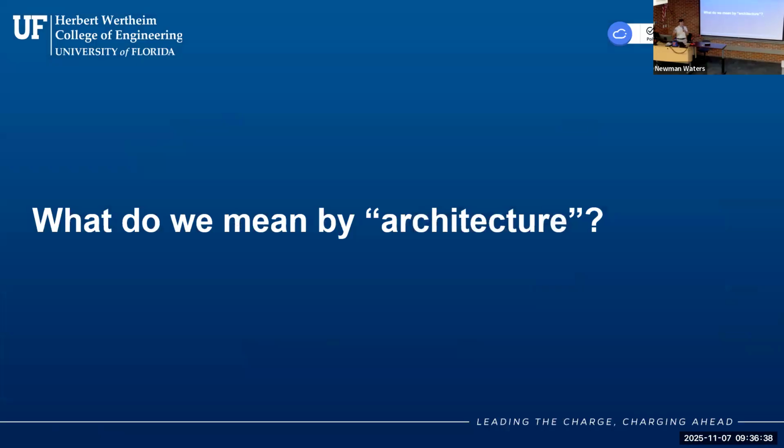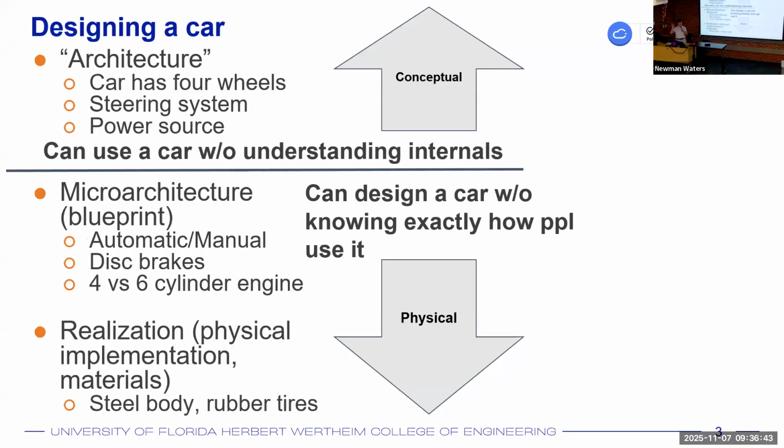So I want to first talk about what we mean by architecture, with an example of designing a car. There are three different steps to actually designing something. There's firstly figuring out the specifications of what you want to design. So for a car, we know that it has to have four wheels. We know that it has to have steering systems and power sources, etc. This is common for all cars, right? You can use a car without understanding what's inside of it, which is good. So that's the highest level of description, just saying what does it do.